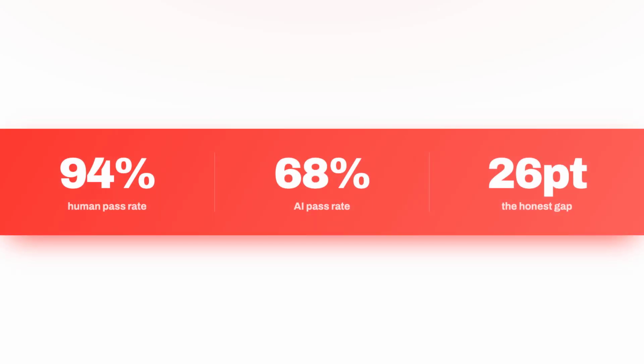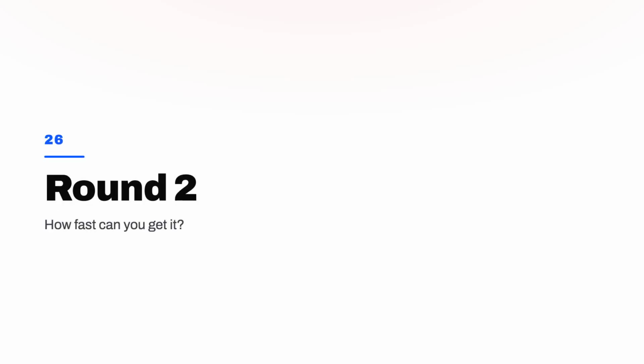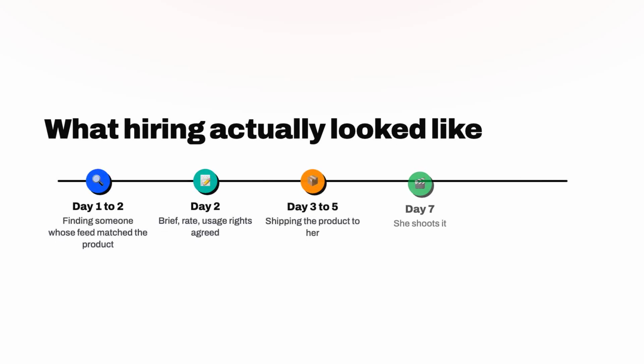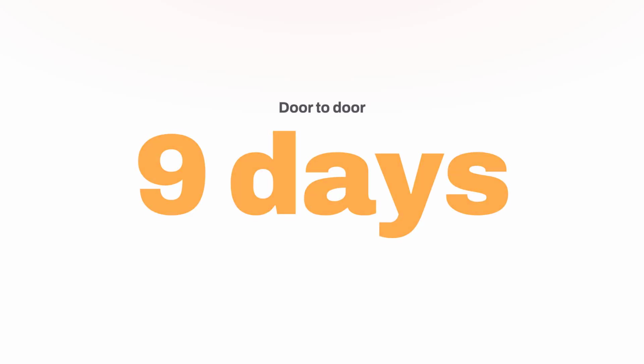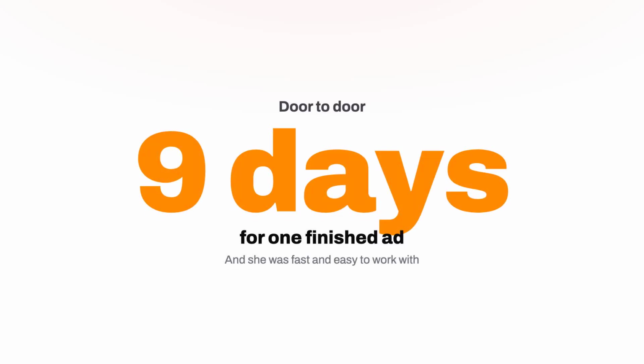So round 1 goes to the human, clearly by 26 points, but hold that thought because it matters less than you'd think. Round 2, turnaround, and this is where the whole thing flips hard in the other direction. Here's what hiring actually looked like: finding her, briefing her, shipping the product, waiting for the shoot, then 1 round of revisions. 9 days door to door, and that's with a creator who was responsive and genuinely easy to work with. That's a good outcome, not a bad one.